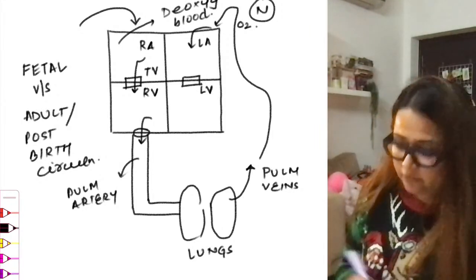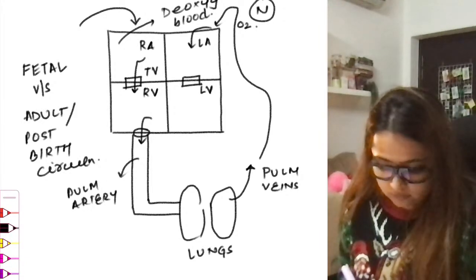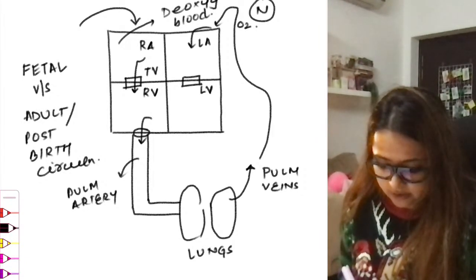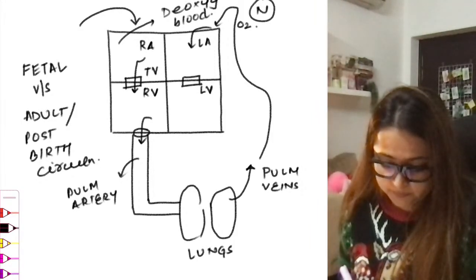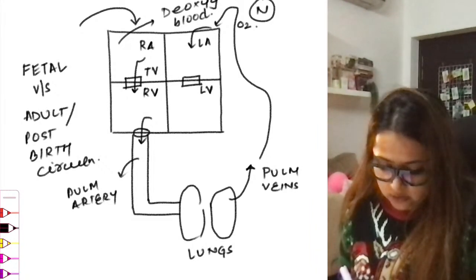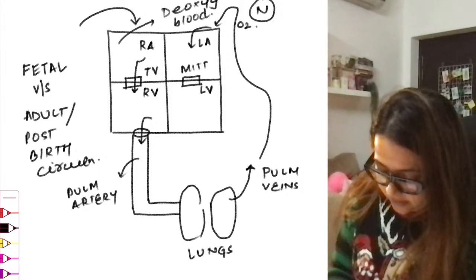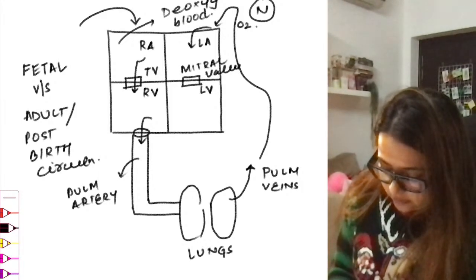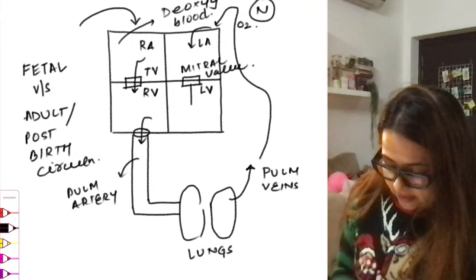From the left atrium, the blood goes into the left ventricle via which valve? Which valve is present between the left atrium and left ventricle? Anyone? Exactly. Yes, you guys gave the right answer. The answer is the mitral valve. Here we have the mitral valve. Via the mitral valve, the blood from the left atrium will enter the left ventricle.